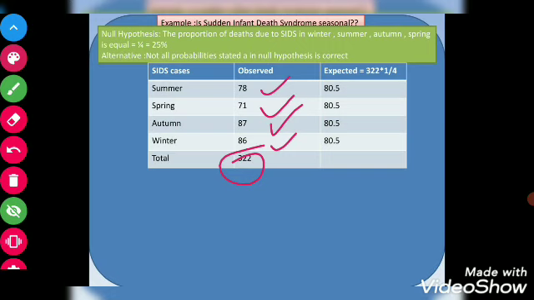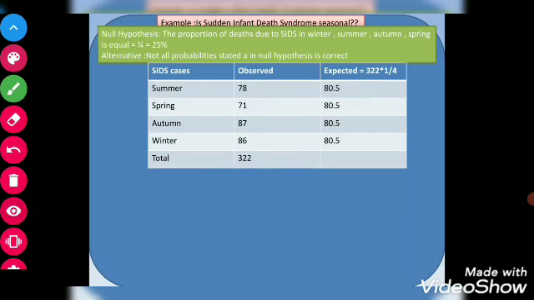Now you have to find out the expected frequency. What will be the expected frequency? Total divided by 4, because there are 4 seasons, and it is always expected that in all the seasons there will be equal frequency of that particular disease, or that is the incidence of SIDS, sudden infant death syndrome. So it has been calculated as 80.5. So 80.5 is the expected frequency. Now you have observed frequency and expected frequency, so you are ready to calculate the chi-square value.